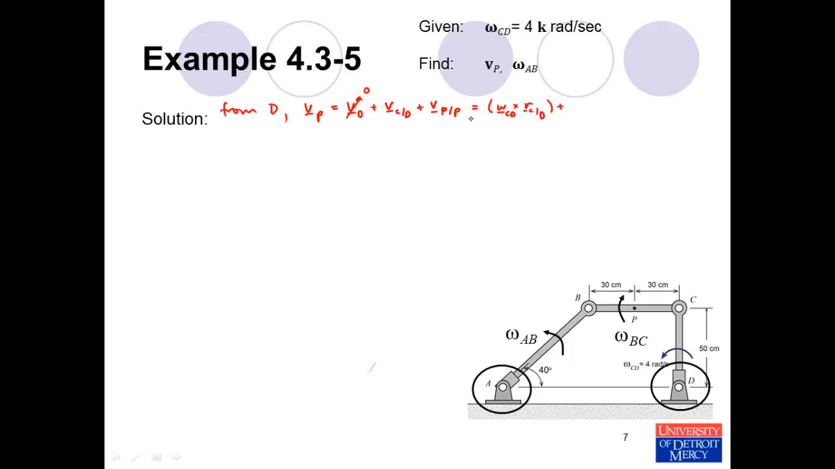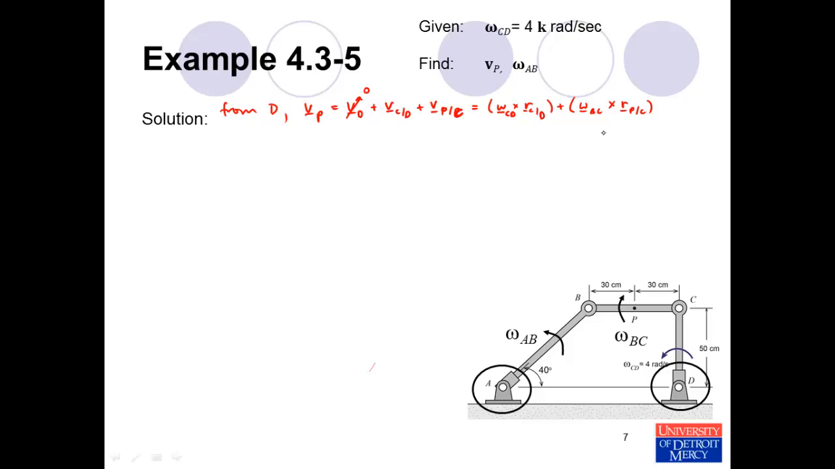This is actually the velocity of P relative to C. And so in this case, we can think of P as moving in a circle about C. So again, we can use the circular motion equation. In this case, this bar has an angular velocity omega BC, and the position is the position of P relative to C. So that gives us our equation.